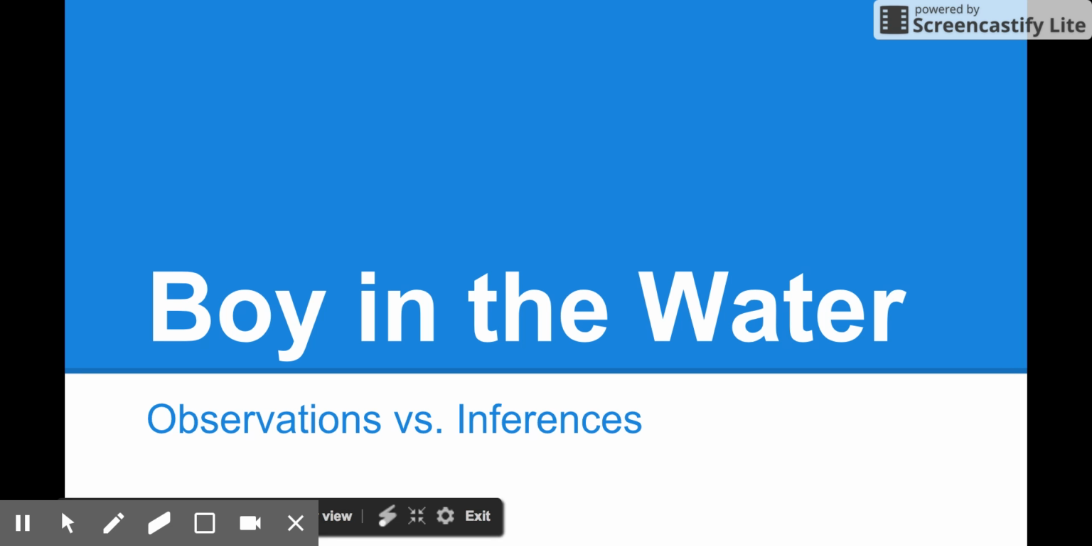Today we are going to look at the differences between observations and inferences using something known as the boy in the water image. Before we get to that image, I want to break down observations and inferences so that you can understand what each one is and why they are important in science, in pretty much everything that we're going to be doing throughout the year.